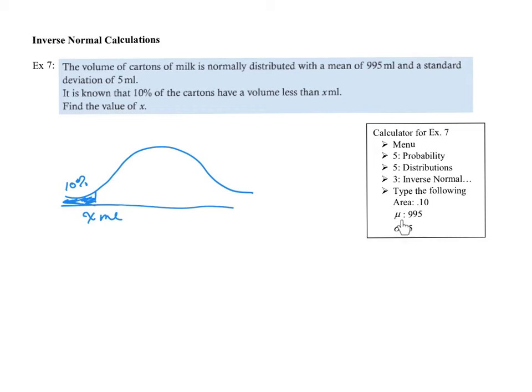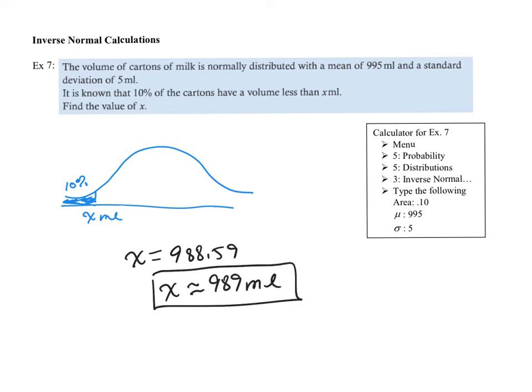And then the calculator will prompt you for the mean and the standard deviation. You're given that information in the problem, so you'll just type that in and the calculator will give you an answer of 988.59. So x is equal to 988.59. Let's go ahead and change that to 3 significant figures. So that would be approximately 989 milliliters. Okay, so 10% of the cartons have fewer than 989 milliliters.